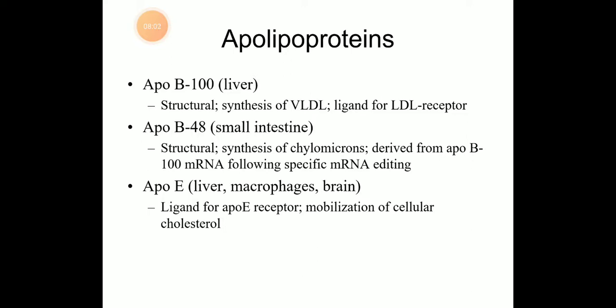It is derived from ApoB100 mRNA following specific mRNA editing, whereas ApoB100 is present in the liver, is structural, and is basically responsible for the synthesis of VLDL, that is very low density lipoprotein, and is a ligand for the LDL receptor. Whereas ApoE is present in liver, macrophage, and brain. It is a ligand for the ApoE receptor, and it helps in the mobilization of cellular cholesterol.